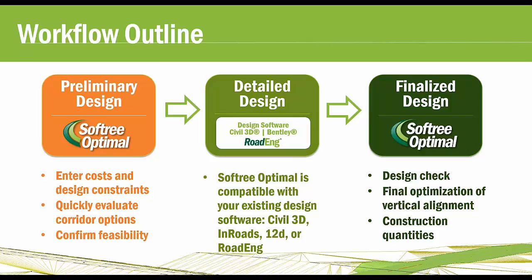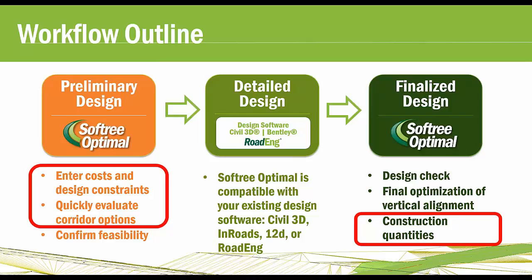Softree Optimal is also useful at the finalized design stage to check a design, to perform final optimization and determine the lowest cost alignment for a finished design, and also for estimating construction quantities. In the webinar today, the main focuses are going to be on these three aspects. We'll talk a bit about costing, and we plan to talk in more detail about the way that Softree Optimal can give a detailed material movement schedule in a future webinar, but today we'll just be talking about costing.